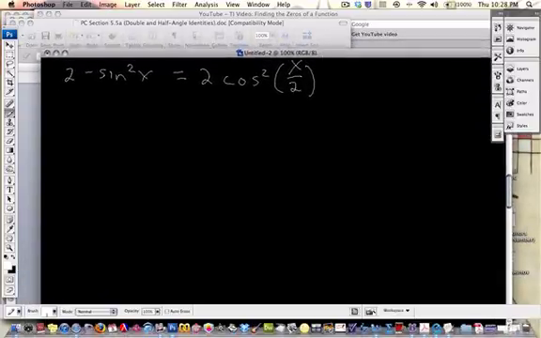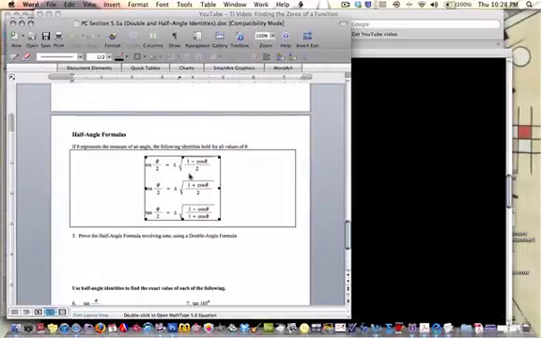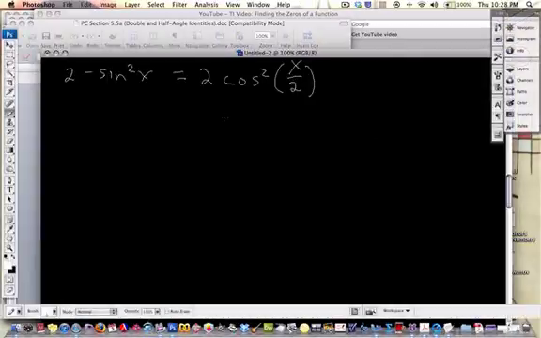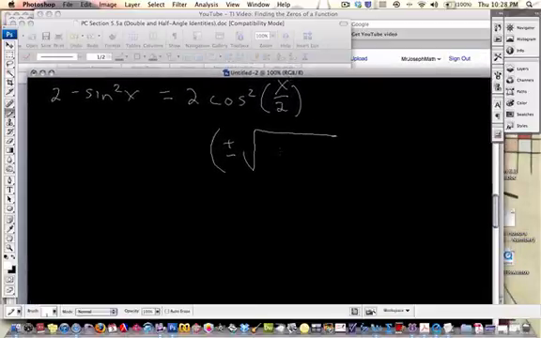So the first thing we have to deal with is the fact that we have an x over 2, a half angle, and an x, just a regular angle. And we're going to deal with that with our half angle formula. So I'm going to replace the cosine x over 2 with this: plus or minus square root of 1 plus cosine x over 2. That's what cosine x over 2 is. Now it's cosine squared, so this whole thing has to be squared.